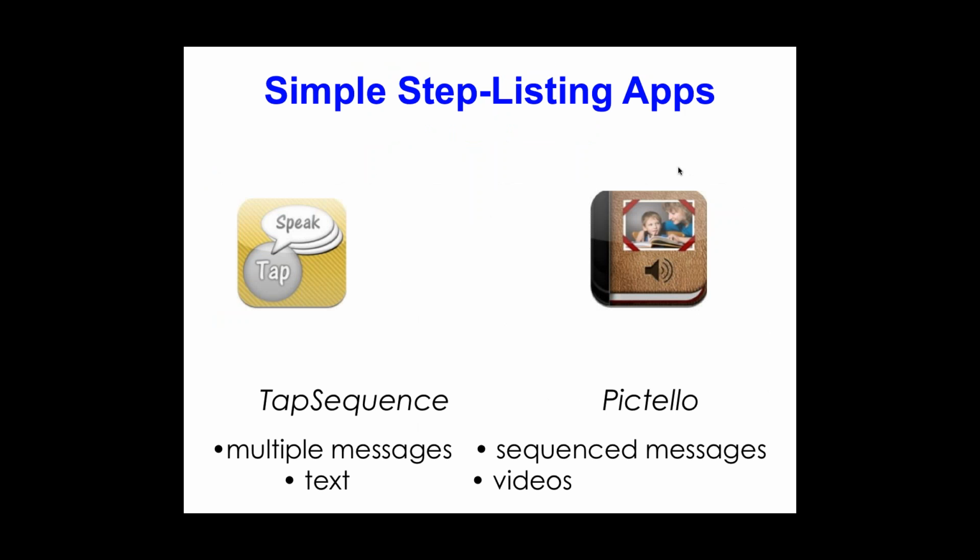So, a couple of very simple step listing apps. I have a number of students who use Tap Speak Sequence, where you just hit the switch, and you can put a picture or not, and just hit a switch, or hit the button on your iPad and just go from message to message to message, just uber simple. Lots of our students are using Pictello. And what we can add with these is we have multiple messages that are sequenced. We can add text to the buttons. We can add videos for a little bit more engagement, very short little videos. So really powerful ways to support this.